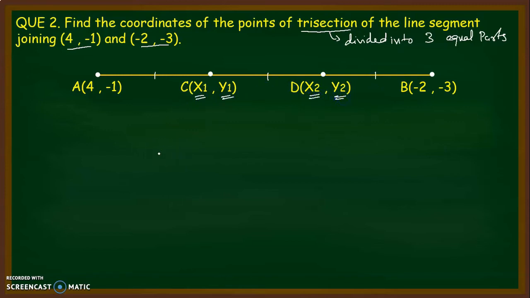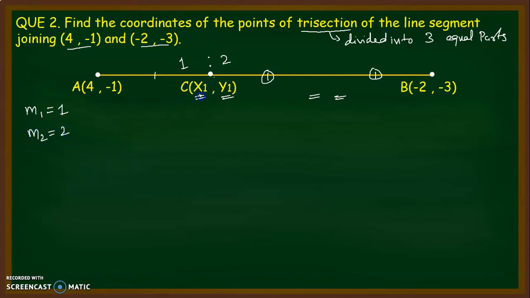So first of all, let's consider this point C. So forget about point D. If you want to find out the coordinate of point C, here we can say that point C will divide this line AB in the ratio of 1:2. This side we have one part and this side we have two parts. So point C will divide this line AB in the ratio of 1:2. So here we can write M1 equal to 1 and M2 equal to 2 for point C.